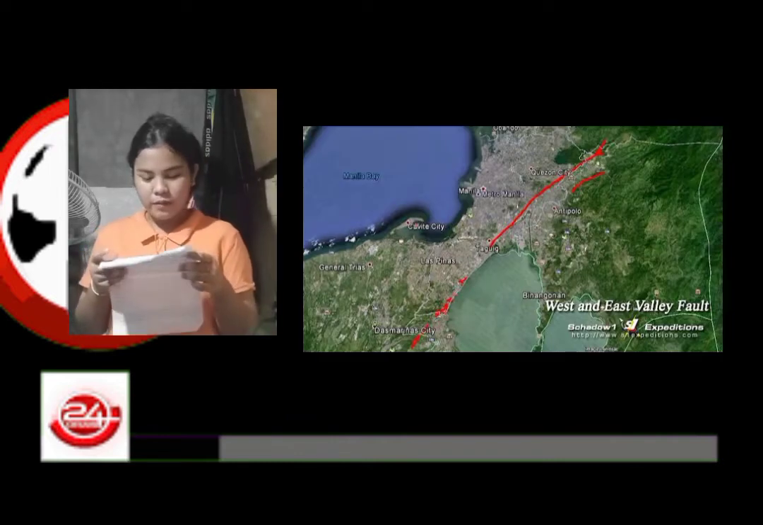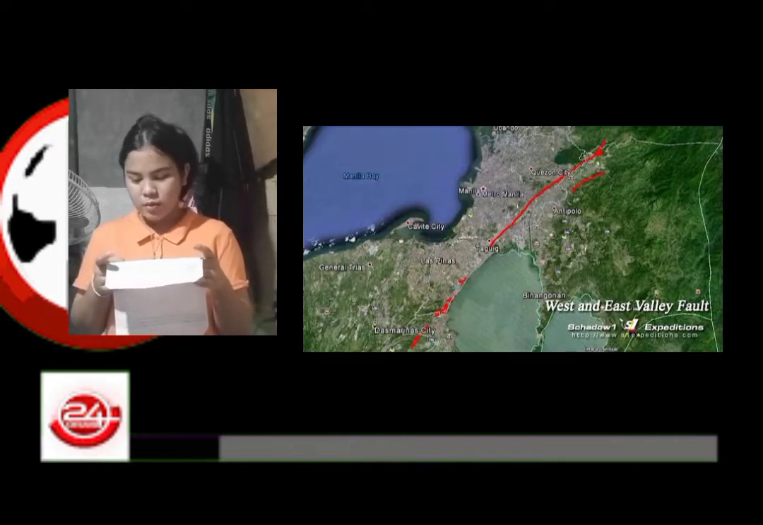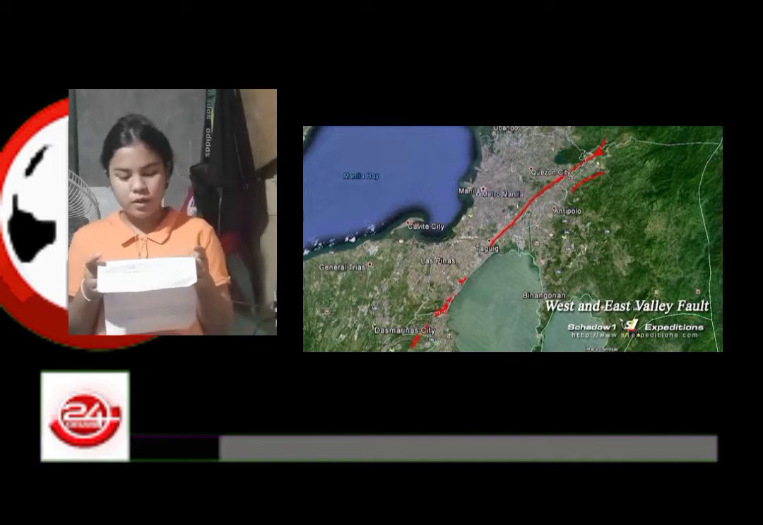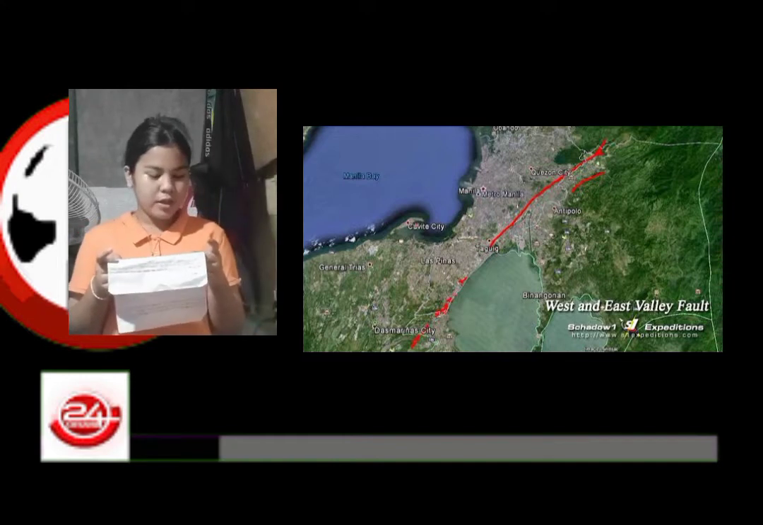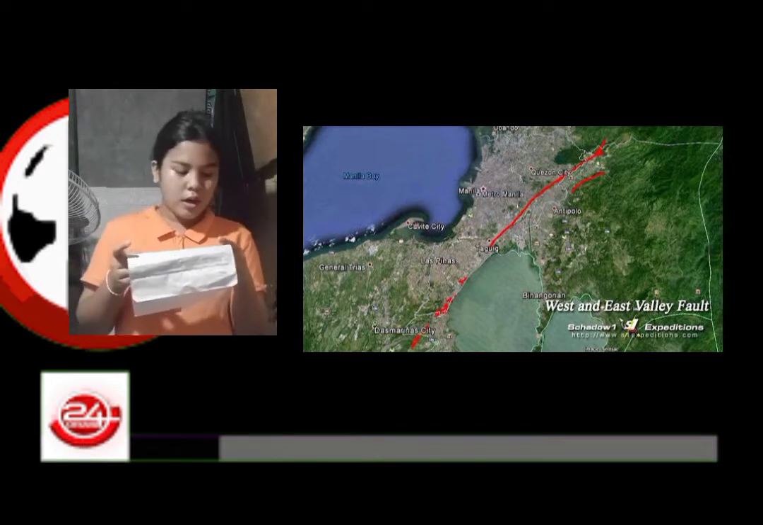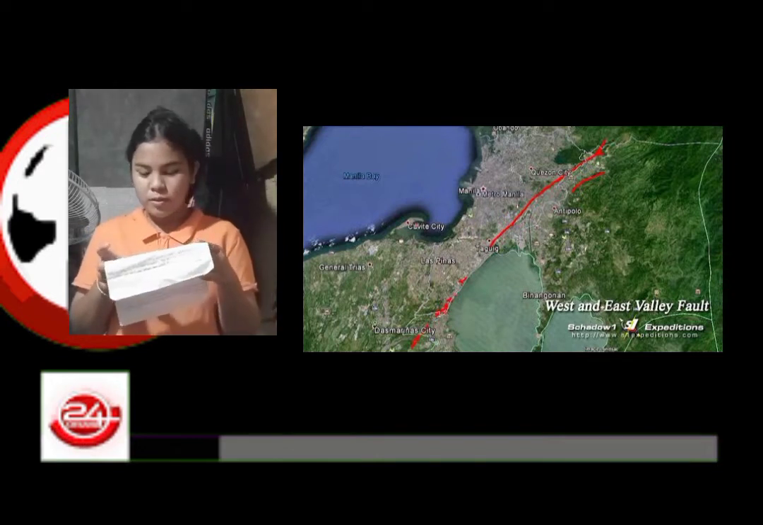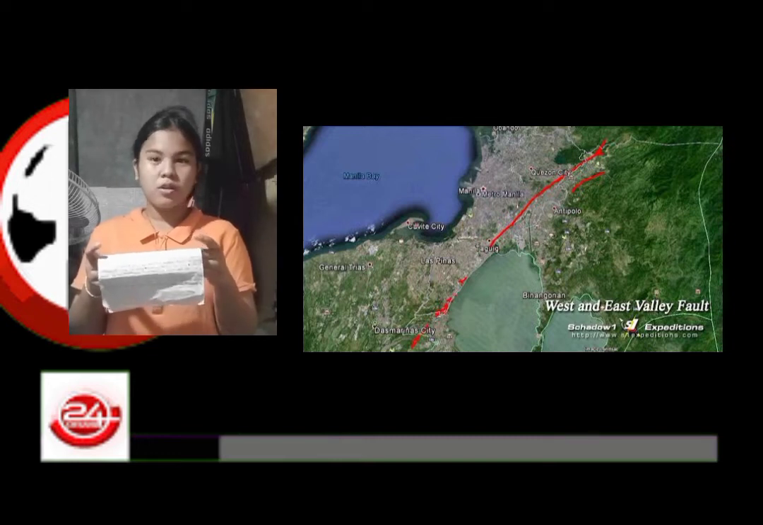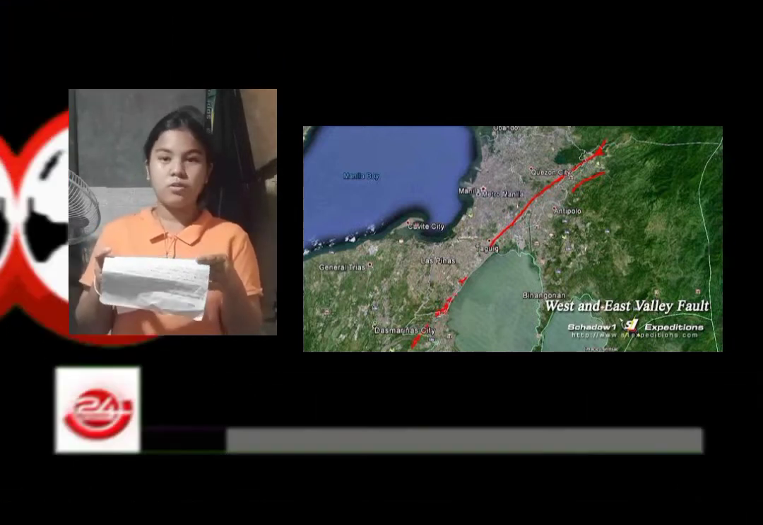There are 5 active fault lines in the country. These are the Western Philippines Fault, the Eastern Philippines Fault, the South of Mindanao Fault, the Central Philippines Fault, and the most famous one, the Marikina Valley Fault or the West Valley Fault. Here are the locations where the Western Philippines Fault Line crosses: Luzon Sea, Mindoro Strait, Panay Gulf, Sulu Sea.